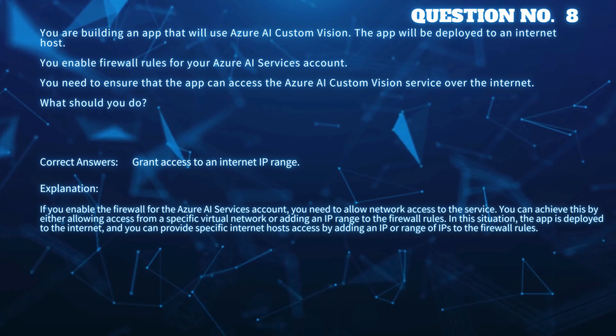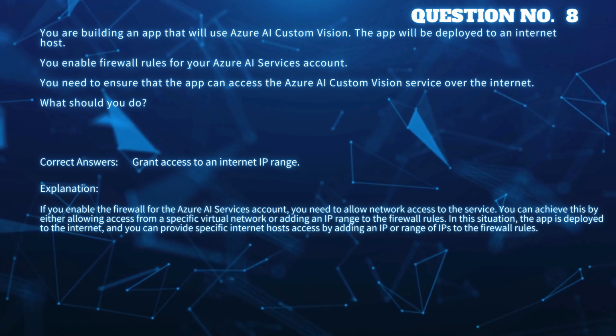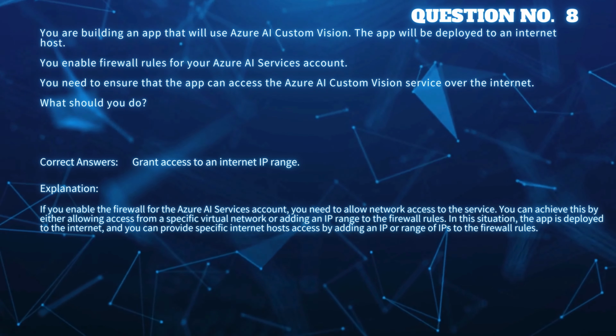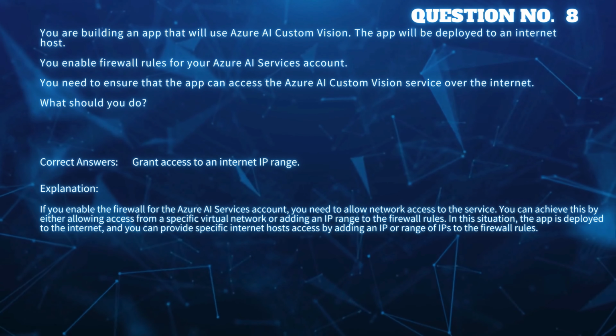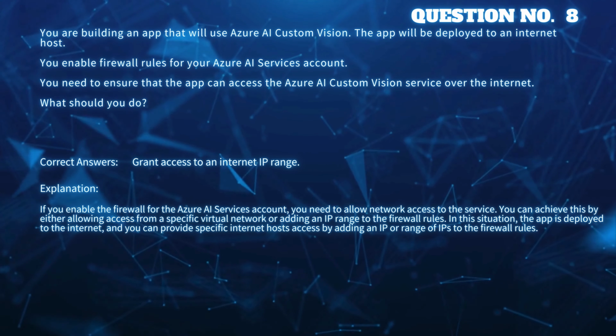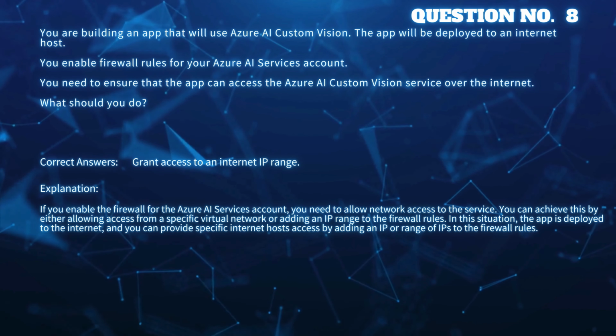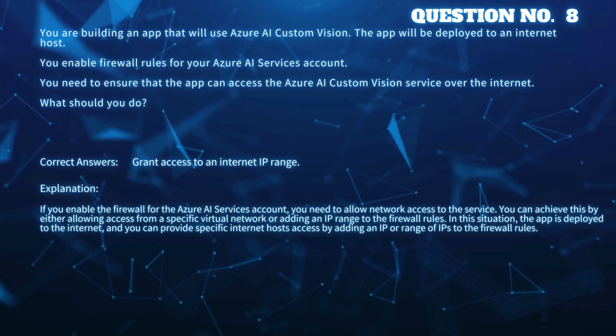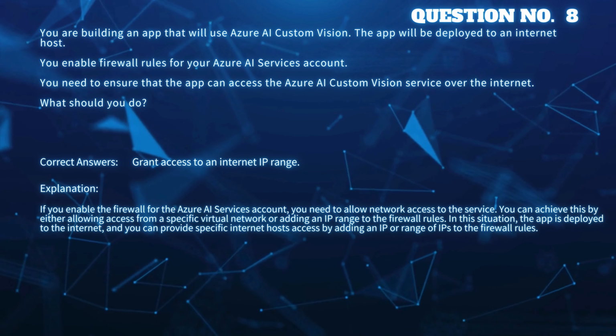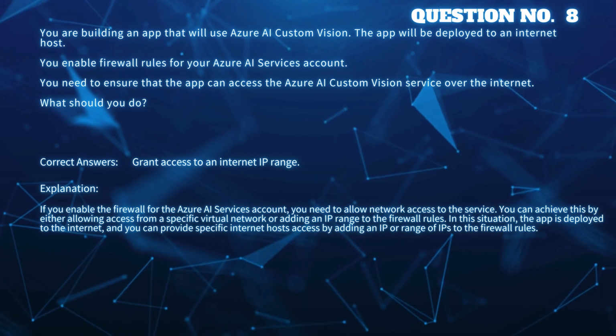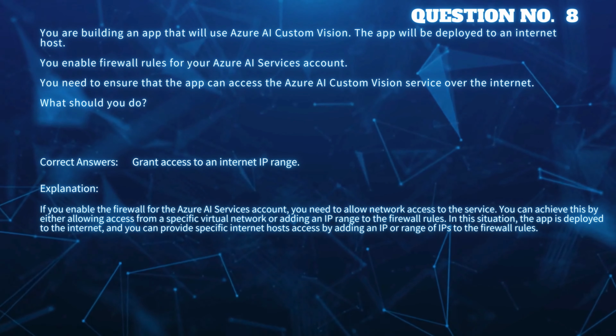Explanation, if you enable the firewall for the Azure AI Services account, you need to allow network access to the service. You can achieve this by either allowing access from a specific virtual network or adding an IP range to the firewall rules. In this situation, the app is deployed to the internet, and you can provide specific internet hosts access by adding an IP or range of IPs to the firewall rules.